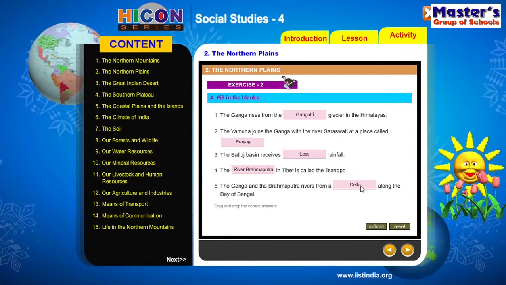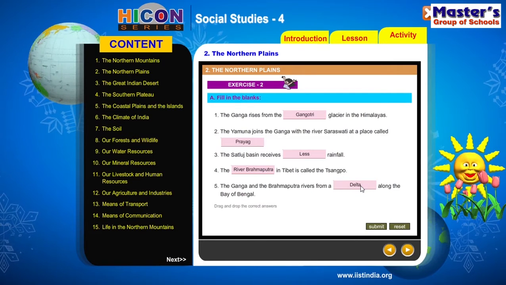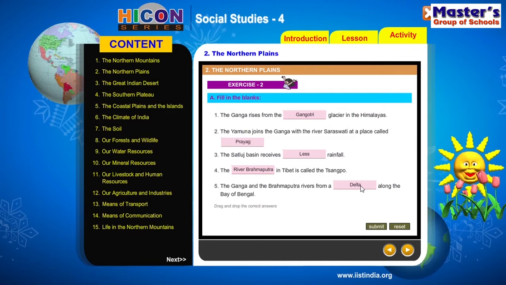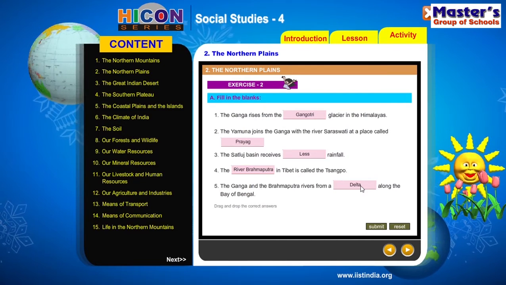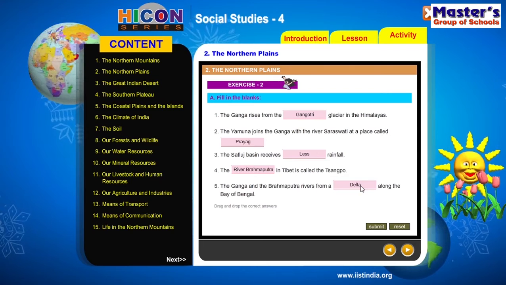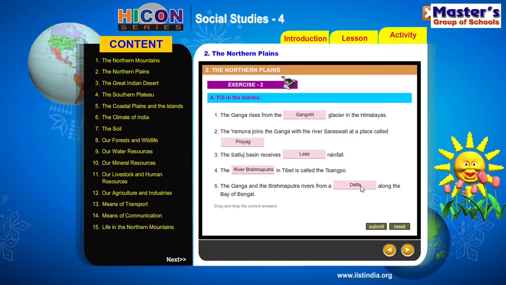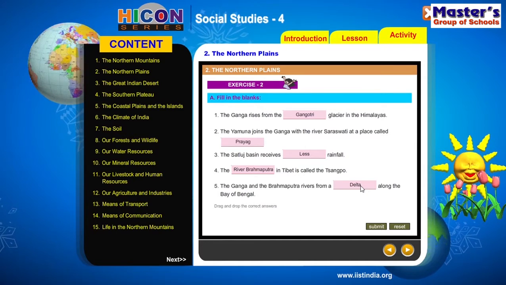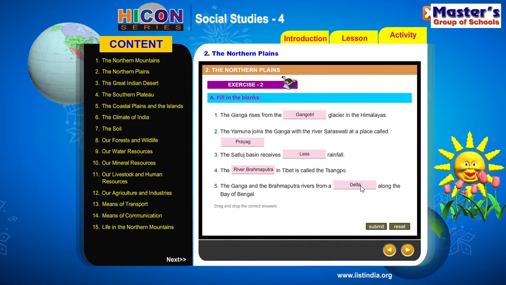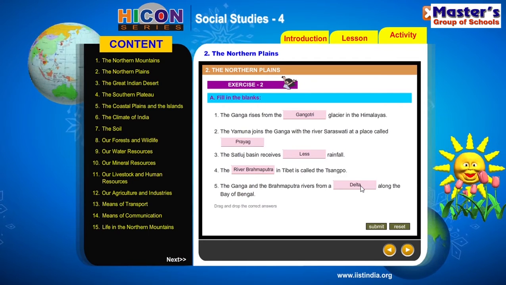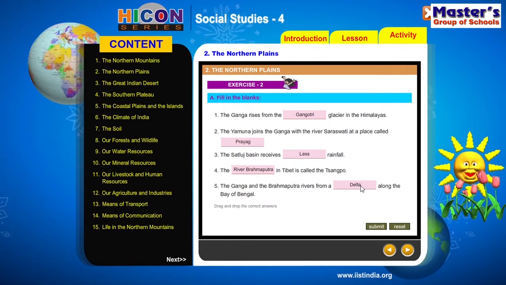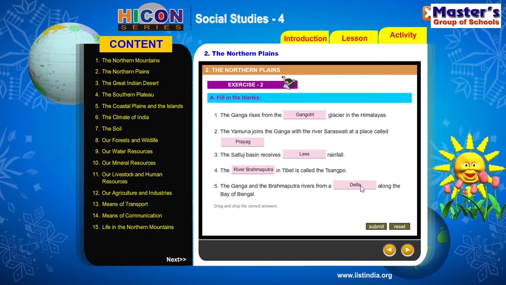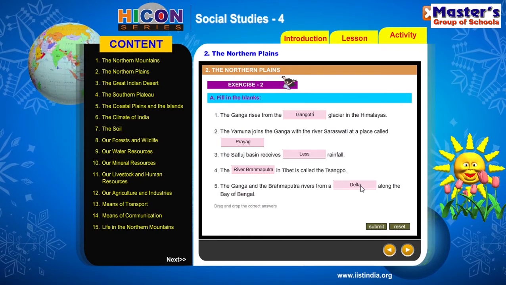Right? So we have completed all the 5 sentences now. We will read them once again. The Ganga rises from Gangotri glacier in the Himalayas. The Yamuna joins the Ganga with the river Saraswati at a place called Prayag. The Satluj basin receives less rainfall. The river Brahmaputra in Tibet is called the Zangpo. The Ganga and the Brahmaputra rivers form a delta along the Bay of Bengal. Right? Now I'll keep this screen the same for another minute for you, so that you can read these sentences once again.